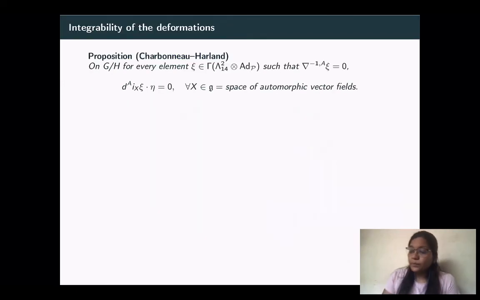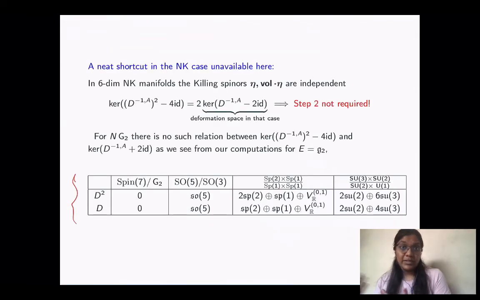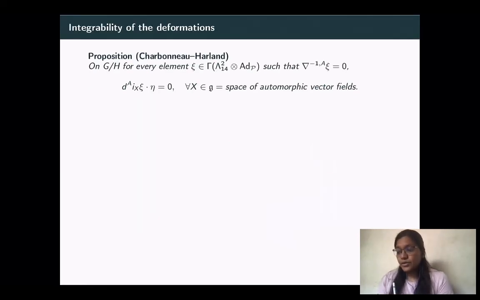Okay, so this is how you do these computations. This is how you compute the deformation space for the canonical connection. And now I'll try to make some sense of the deformation spaces that we have got. The first thing comes from the symmetry action of the Lie algebra of G. This was proved by Benoit and Derek in their paper, and the same proof applies to the nearly G2 situation.